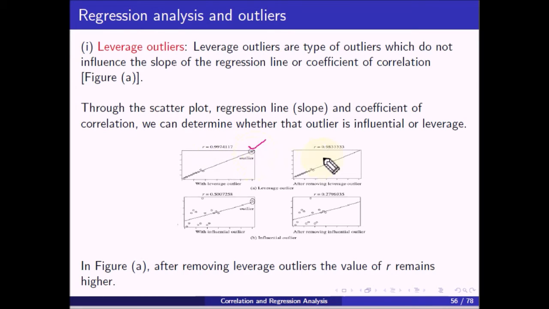But if you removed it, it is the same, 0.9833, very near. So we can say it is the leverage outlier. But if you see here, if the point is there, the outlier is there, R is equal to 0.5. But if you remove that particular point, now the R value is what? 0.2796. That means it is called an influential outlier.